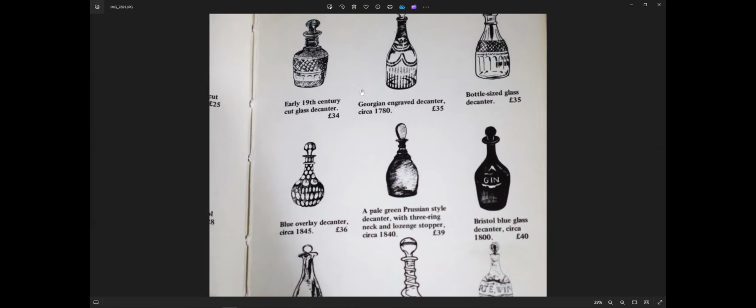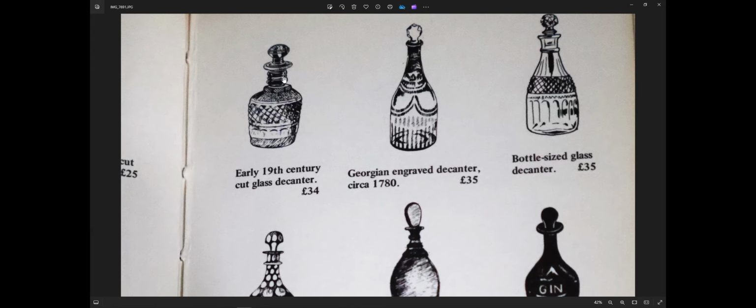So on this page, the one we're going to look at is this decanter here for £34, early 19th century cut glass decanter. This style of decanter is 1820s or 30s. It's got a triple ring. If you get close, you can see it's got three rings.